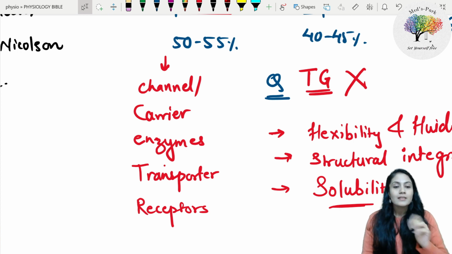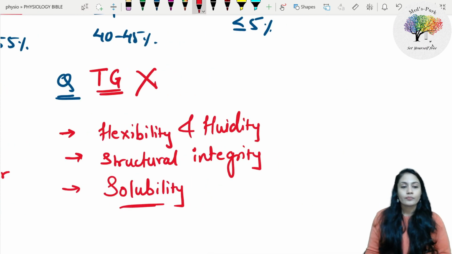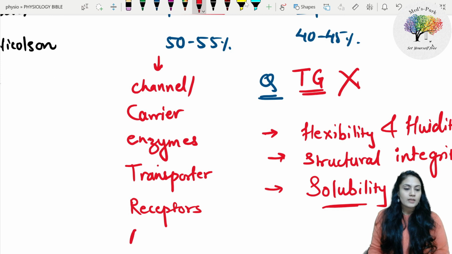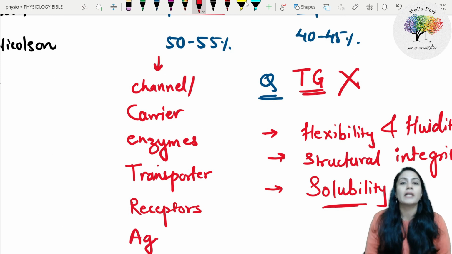And the carbohydrates mainly help in glycosylation where it is needed, and they can act as an antigen, especially in the RBC. In all other cells, mainly the proteins act as the antigen.